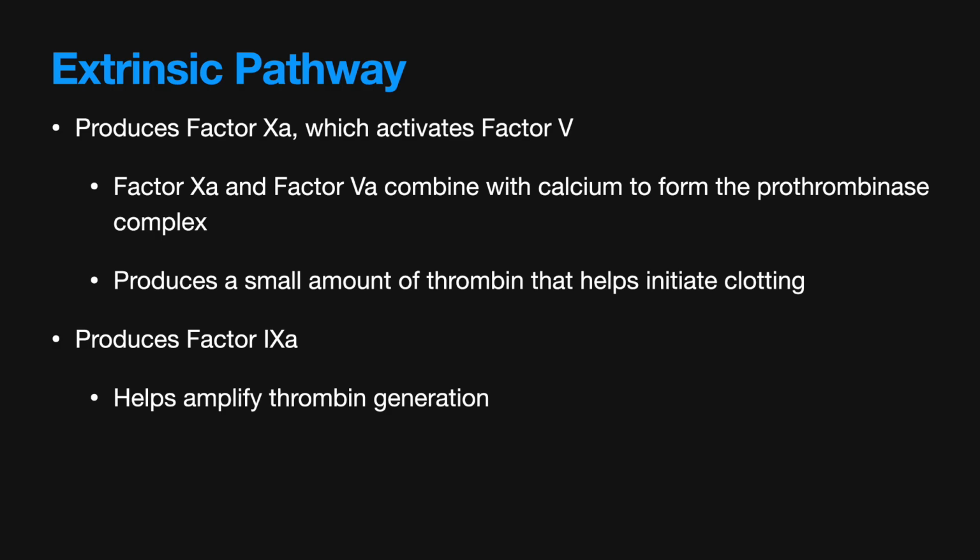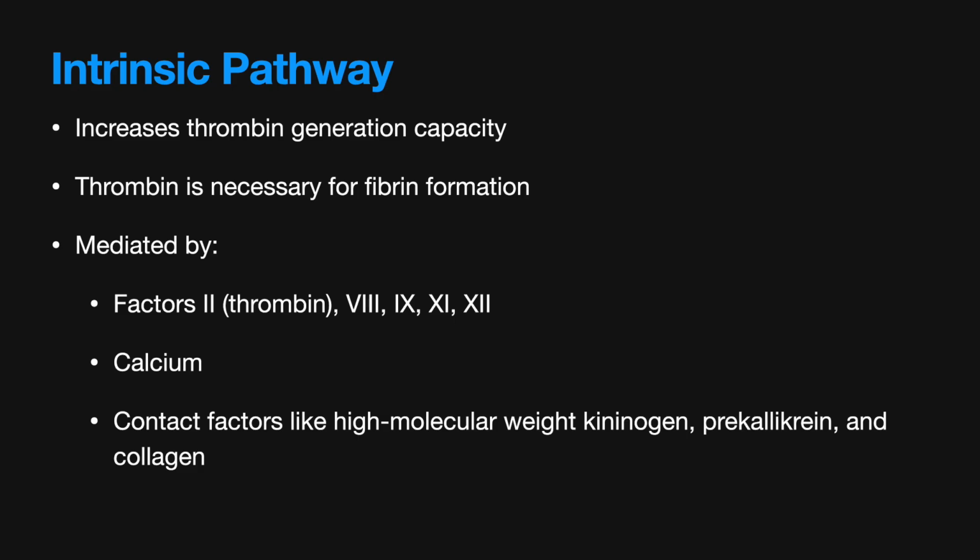So ultimately, the extrinsic pathway produces factor 10, which starts an initial clotting process by activating factor 5, forming a complex, and then activating thrombin. It also produces factor 9, which will help amplify thrombin generation in the intrinsic pathway. The intrinsic pathway increases the thrombin generation capacity of the blood clot. As mentioned earlier, thrombin is necessary for fibrin formation to make the clot more robust.